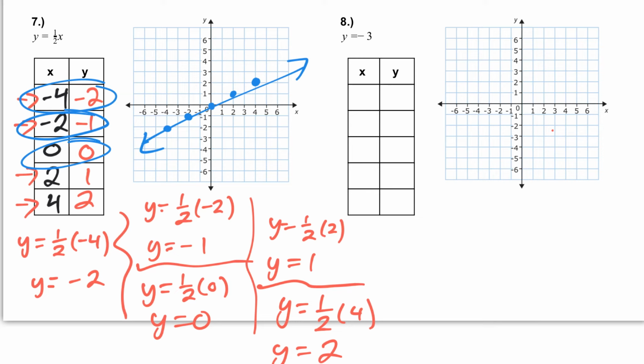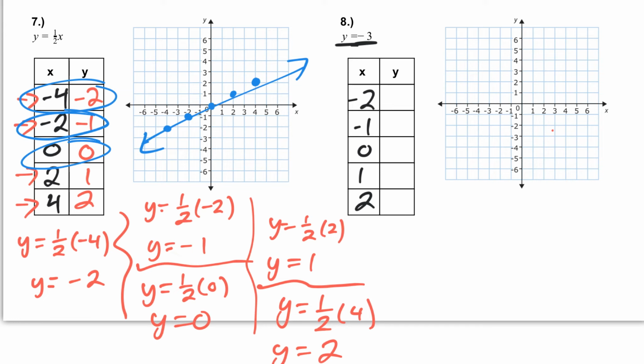Number 8, we are given the function y is equal to negative 3. So let's go ahead and plug in values for x. I'm going to go back to plugging in negative 2, negative 1, 0, 1, and 2. Now you might recognize this as one of those special lines that we talked about in Chapter 4, but if not, okay, this method of evaluating values for x can help us figure out what kind of graph it's going to be.